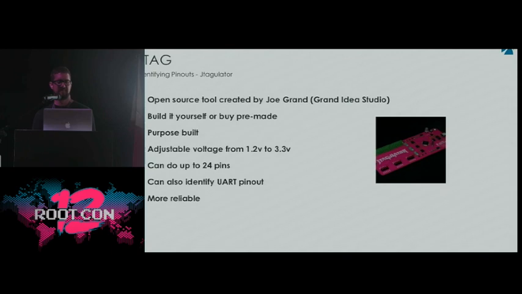The next item is a JTAGulator. It's an open source design. You can buy it pre-built or you can build it yourself. And it can do up to 25 pins. And again, it can also do UART. And what's nice about it is it's a little bit more reliable than the Arduino solution.